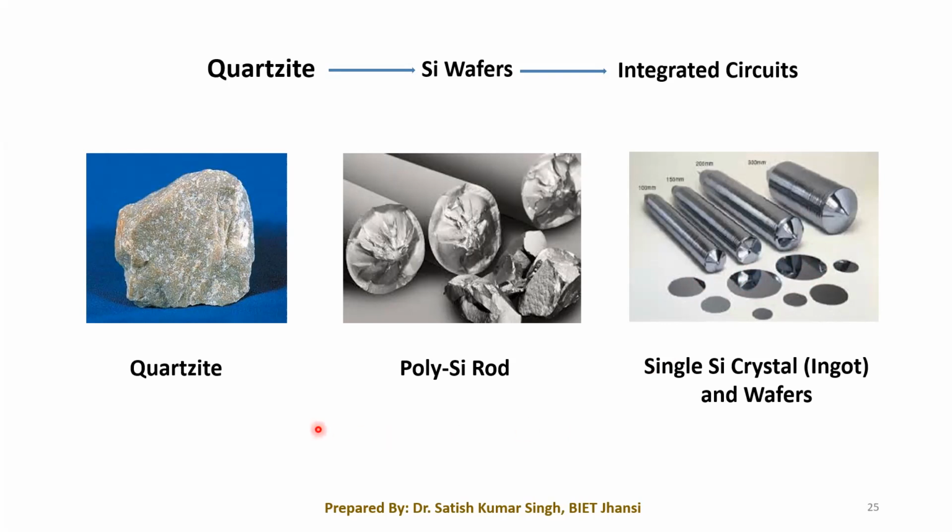The steps are: we have to convert the quartzite into a polysilicon rod, and then from the polysilicon rod we need to convert this into a single silicon crystal, and then out of this single silicon crystal we need to get the wafers. Fine. So this step is nothing but only this portion.